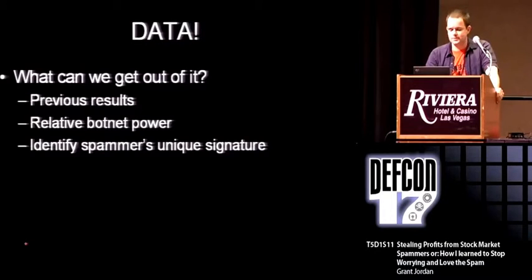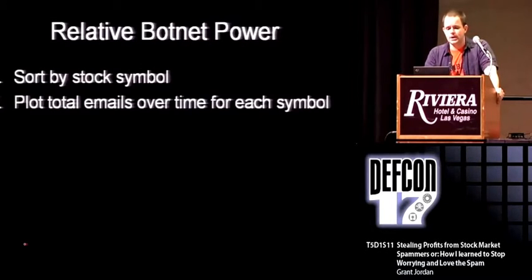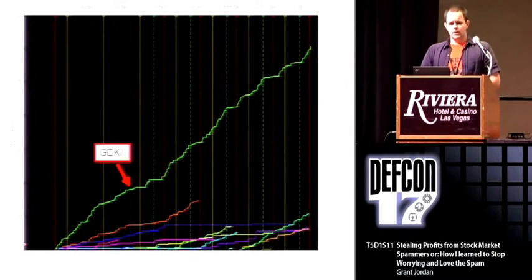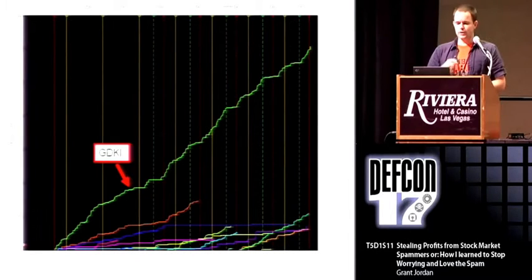And here's where the fun starts. So let's talk about botnet power, okay? You sort the messages by the actual stock symbol, and then you plot the total emails over time for each symbol. Pretty simple. Let's look at a graph. So this is what we're looking at, right? Now, I understand it's a little hard to read, but let me explain. The y-axis here on the left side is the total emails received for a particular touted stock. So each line that I've graphed represents one particular symbol.